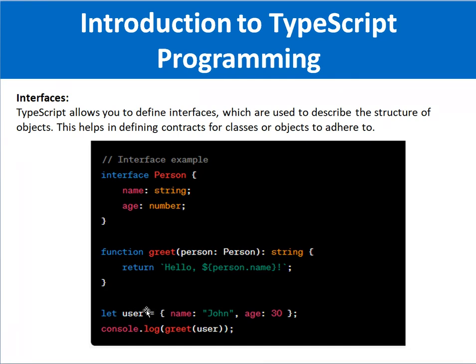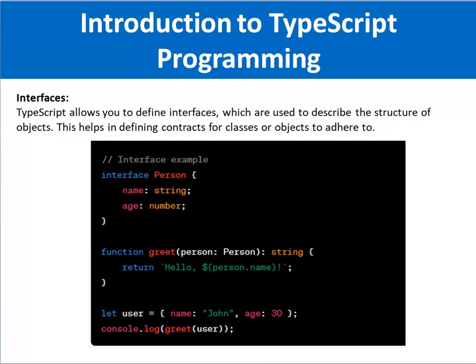Now I create let user with name John and age 30, another person whose name is John and age is 30. Then console.log greet user will call the greet function with the user, name John and age 30. The interface is used here because we have initiated the person from this interface. So it will print hello, and the user name John, like hello John. So you will notice that the interface is applied here.